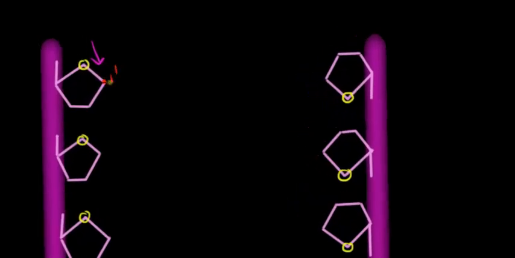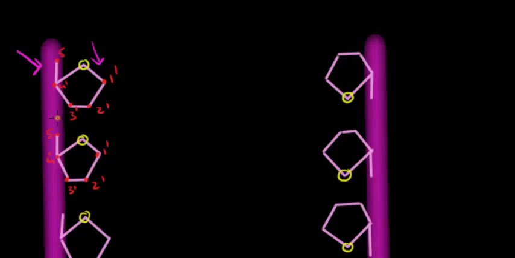So this carbon is 1', 2', 3', 4', and 5', and I'm just going to do it on the next molecule as well. And we know that our phosphates, which are represented by this thick purple line, are connecting the 3' carbon and 5' carbon of the two sugars.